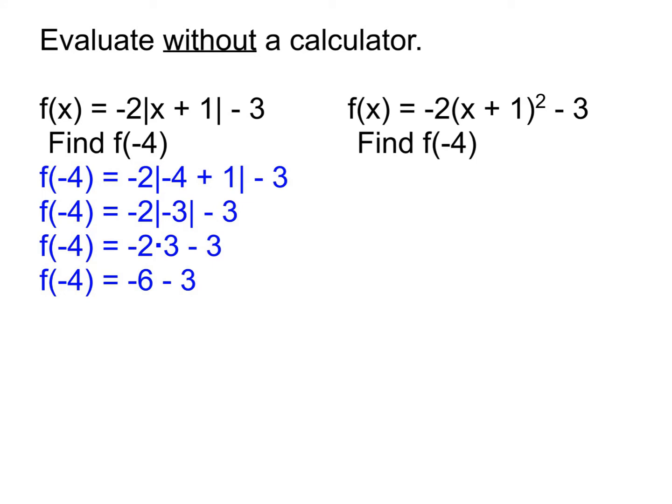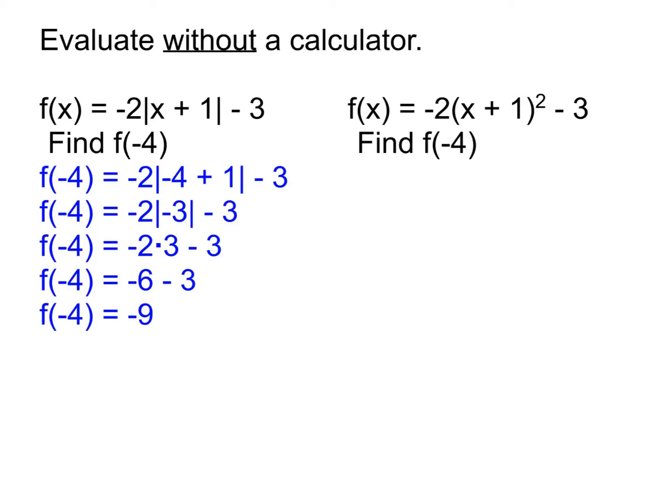Now when doing that, I had you do it without a calculator. So you need to know off the top of your head that a negative times a positive gives you a negative. And that's how I know that it's a negative here. And then 2 times 3 tells us it's 6. Then I do the negative 6 minus 3. That gives us negative 9.